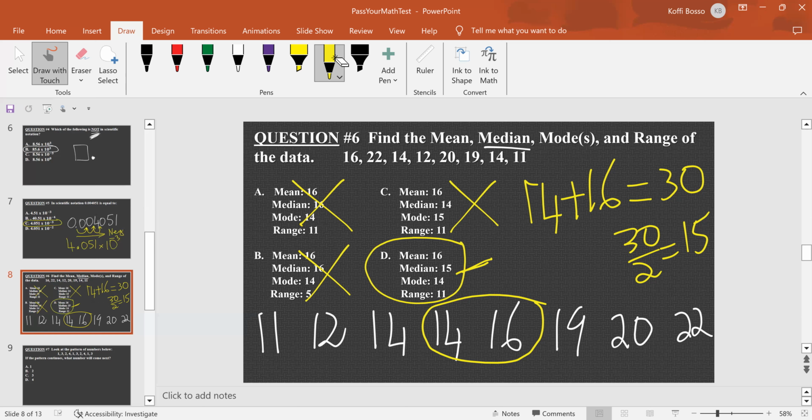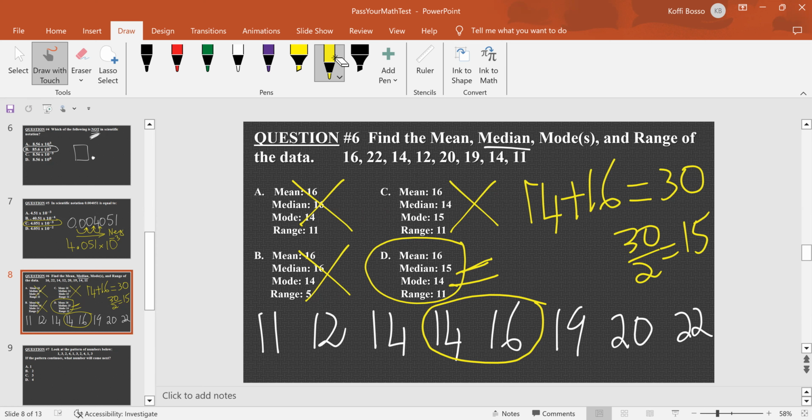Now, suppose we want to continue, okay, to finish this question. So mode, as a quick review, is the value most repeating in the list. And we see that 14 is repeating in the list. We have 14 two times. And this 14 is the most repeating number in the list. And yes, choice D confirms this. Mode is 14.